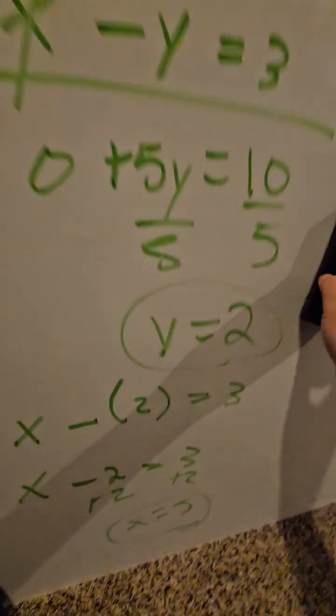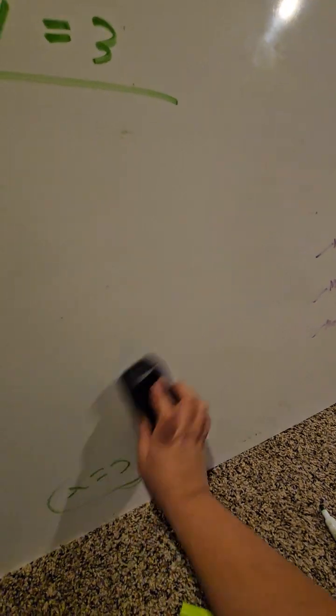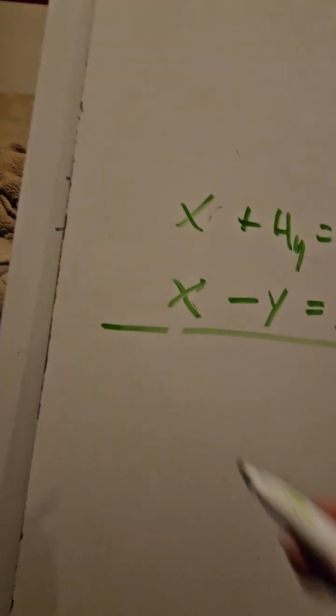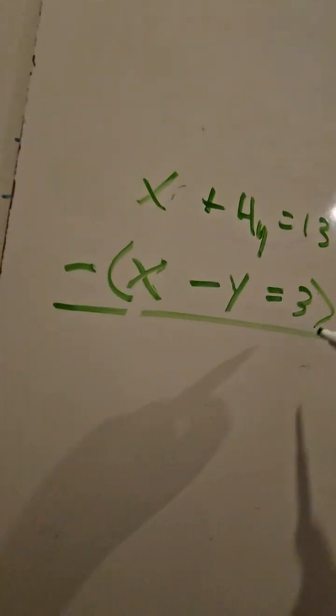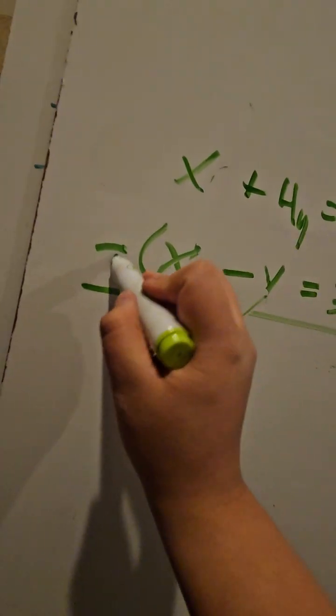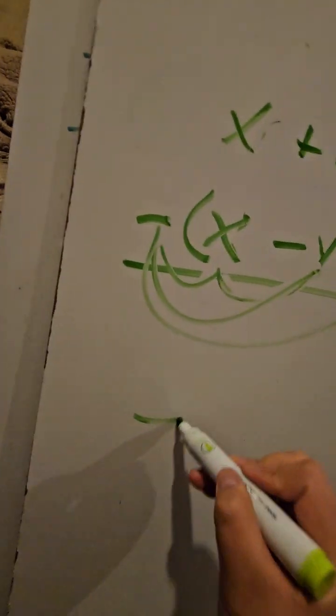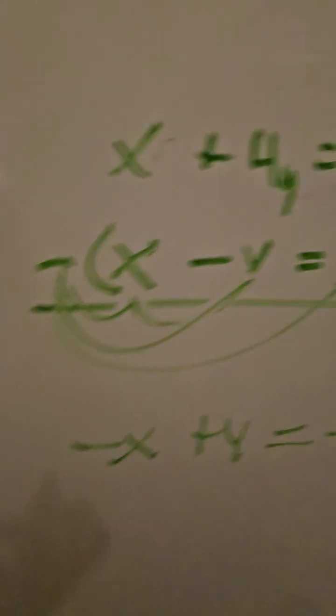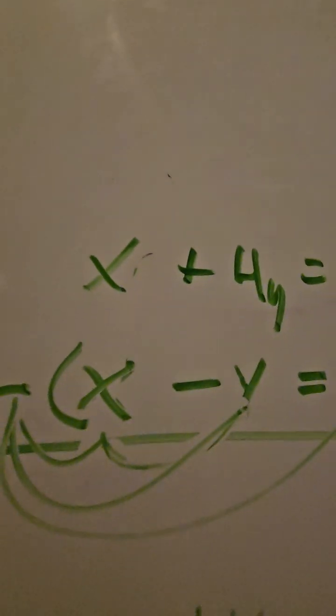So here, let me show you. See? You're like, oh no, they're the same thing, but one of them doesn't. You could just add a negative, and then obviously this would distribute. It would be negative x plus y equals negative 3. And then you could bring it down and add it. So I just brought the other equation down. And then you can add it.